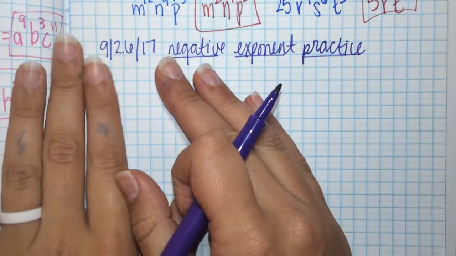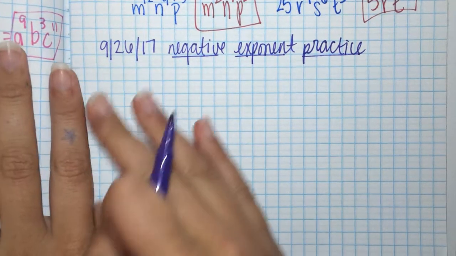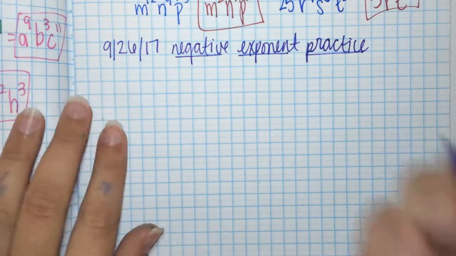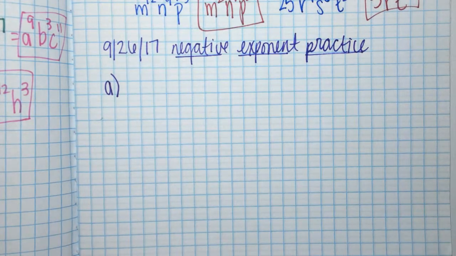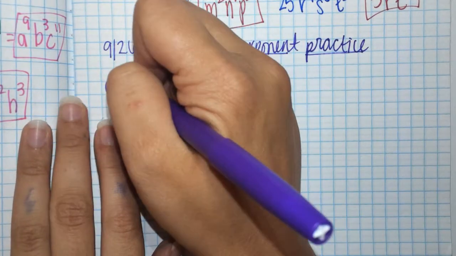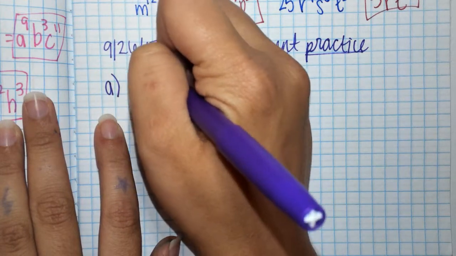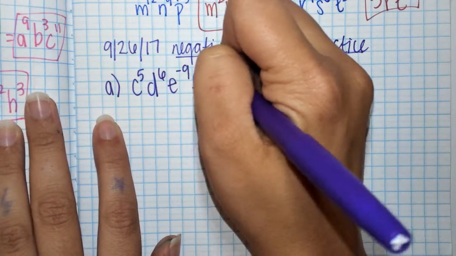Okay, so what we're going to do is practice dividing our exponents. After we practice dividing with the negative, then we're going to review all the others just to make sure we're all on the same page. So let's start with A. The first one I want to do is write this problem down. Let's do C to the 5th, D to the 6th, E to the negative 9th, F to the negative 10th power.